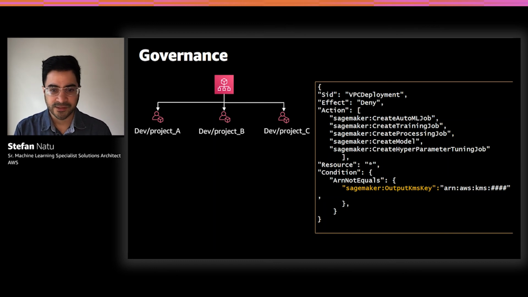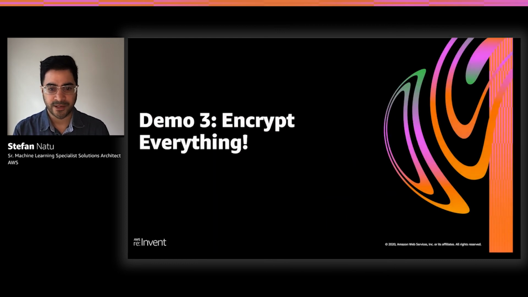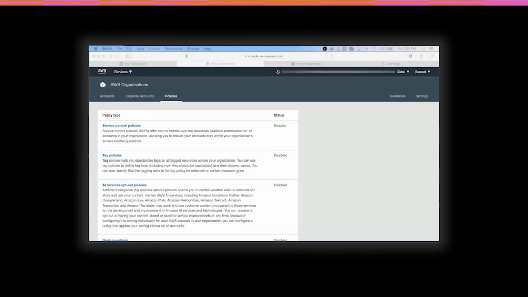So in this final demo, we're going to take a look at this service control policy and how it can be used to ensure that your SageMaker jobs, your training jobs in particular, are encrypted at rest with a customer managed key. So let's jump into that demo. In this final demo, we will discuss service control policies. Here, I've attached the service control policy that we just talked about to all sub-accounts in my organizational unit.